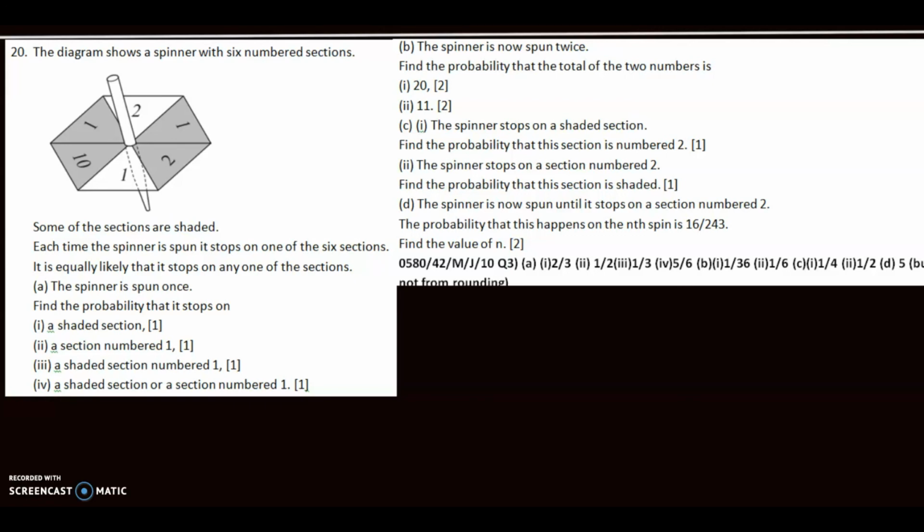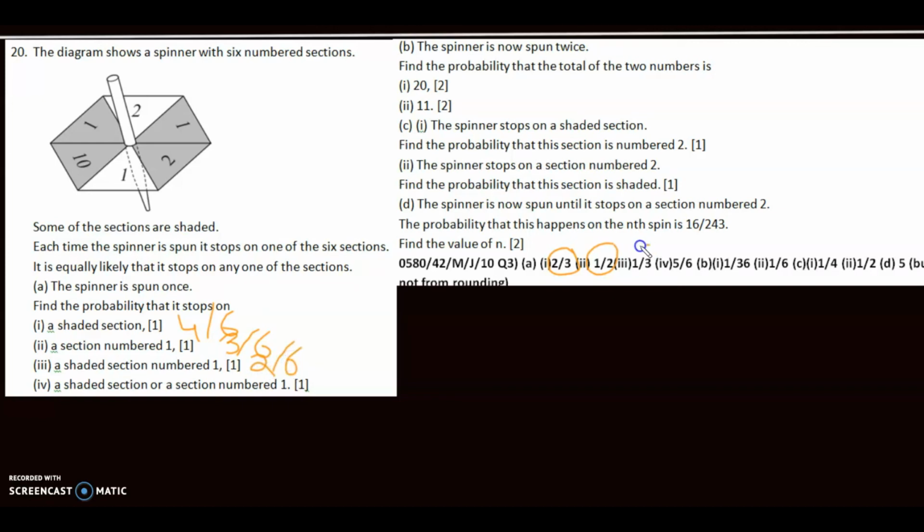We have 4 shaded sections. We have total 6 sections. So the probability is 4 upon 6, which simplifies to 2 upon 3. Okay. Section is numbered 1, so we have 3 sections numbered 1, and we have total 6 sections, 3 upon 6, which simplifies to 1 upon 2. A shaded section numbered 1. So find the probability that it stops on a shaded section numbered 1. So 2 shaded sections are numbered 1, upon the total 6 sections.